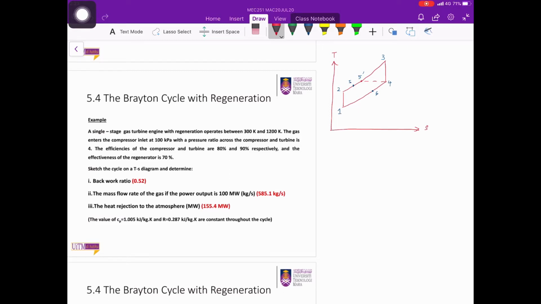State 3 is after the working fluid leaves the combustion chamber and before it enters the turbine. State 4 is when the working fluid exits the turbine and before it enters the regenerator. And state 6 is the state leaving the regenerator and before it is exhausted to the atmosphere. Next, we are going to list out all the information given from this question.